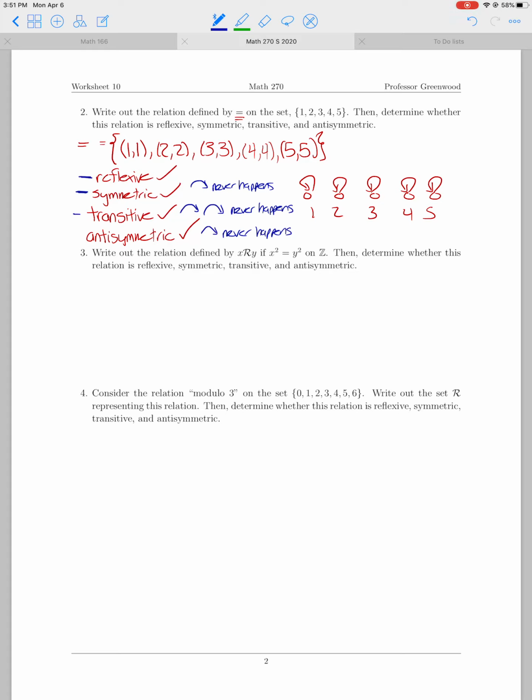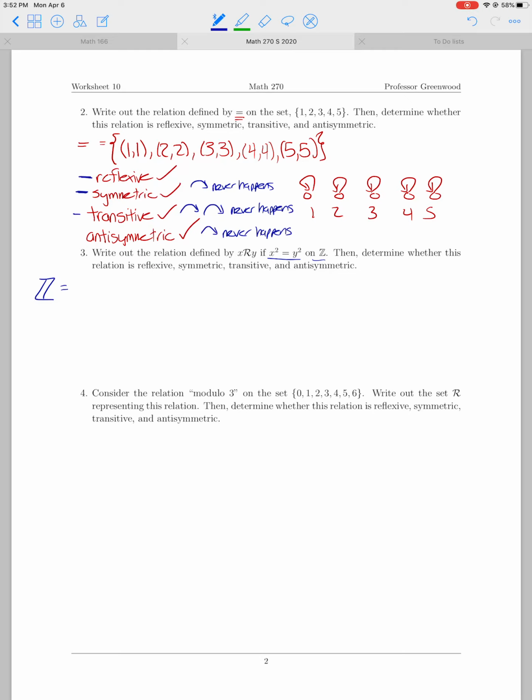Okay, so now let's look at the relation where x is related to y if x squared is equal to y squared on R. Okay, so in order to write out the list of ordered pairs here, I want to think about what possible situations are there where x squared is equal to y squared, and what's the difference between this and x equals y. And you can tell that the difference is that the signs might be different now.